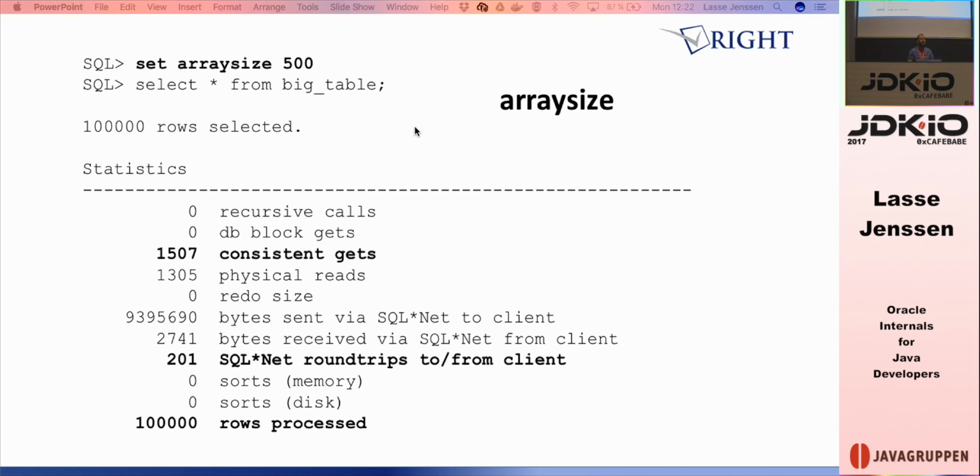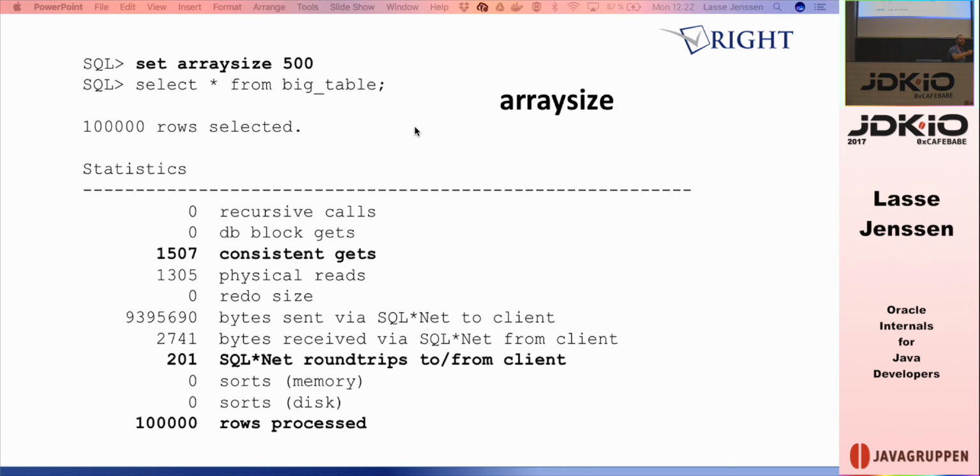I set the array size to 500. I do the same query. What happens? Well, why is that? 1,500. This is not a quiz, sorry. But why do I now read 1,500? I read the same data. Last time, I read 8,000 blocks.